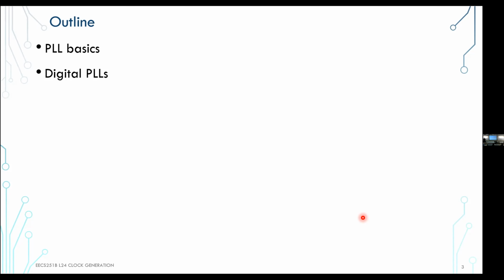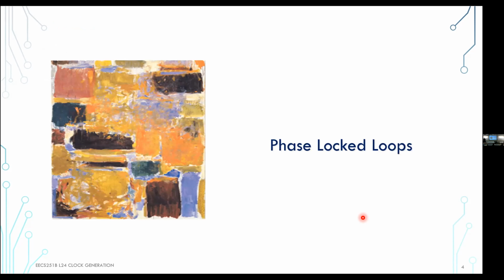So we're gonna first go through the basics and then give you a little taste of what it takes to understand digital PLLs. Of course, there's a lot more to be dug into there, but we don't necessarily have the time to go into all the details. So first, looking at the phase lock loop basics, what does the loop look like?